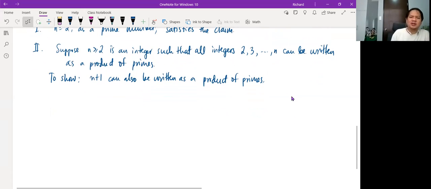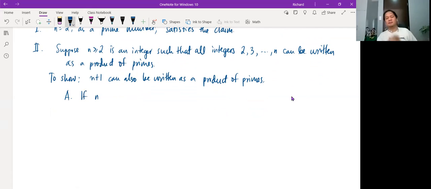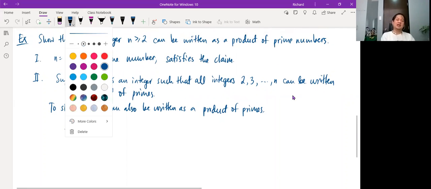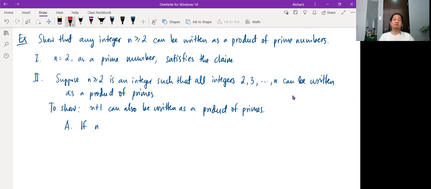Okay, so how does it follow that n plus 1 can also be written as a product of primes? So two cases. Suppose n plus 1 is already prime, edi wala nang problema. Pero how do you know? I run into a philosophical question. If n is a prime itself, how can it be a product of primes? All right, so I guess what we would have to do is clarify what we mean here by writing it as a product of prime numbers. So clarification.